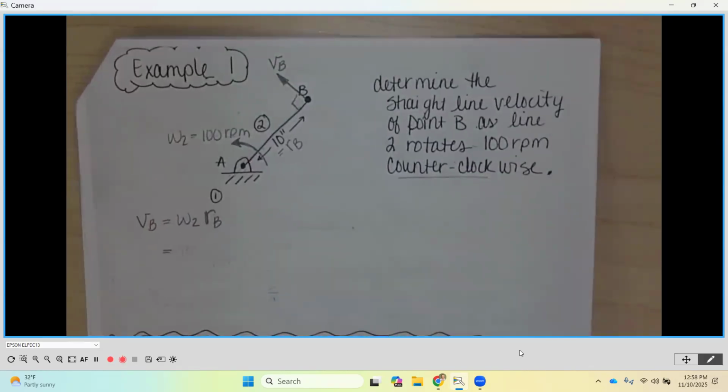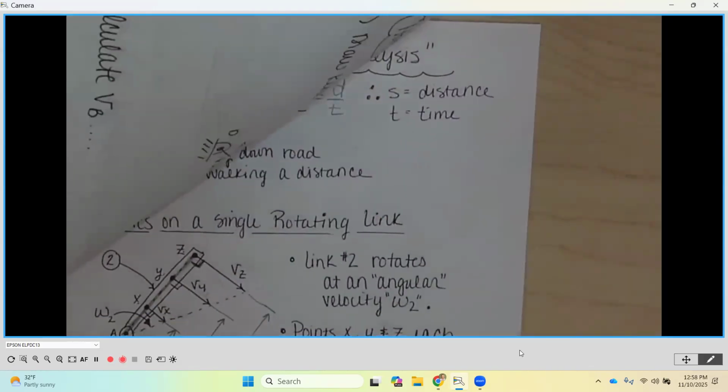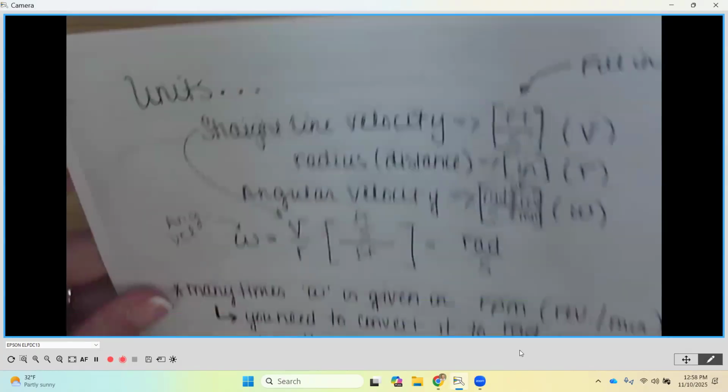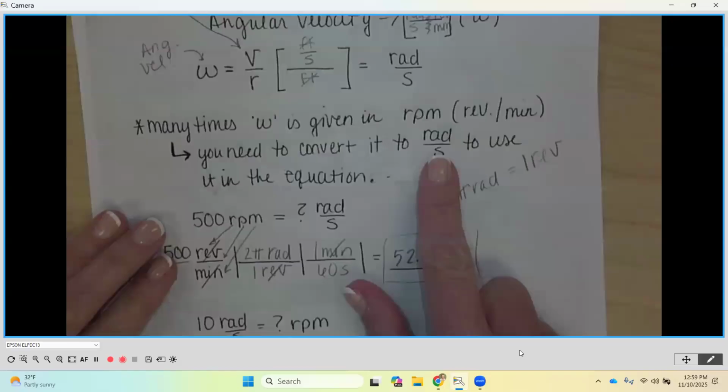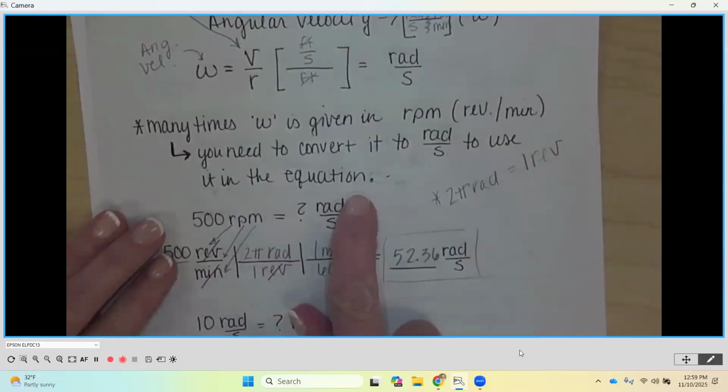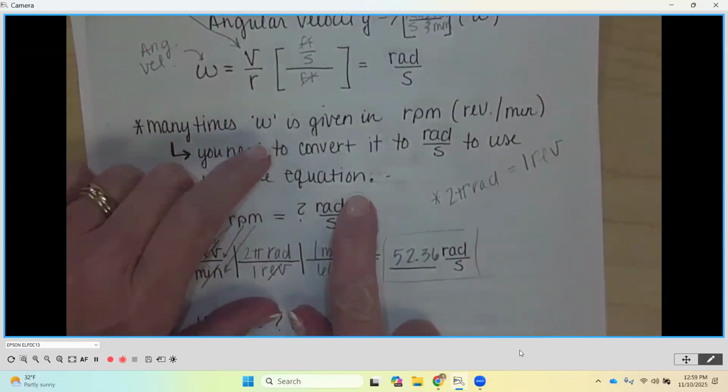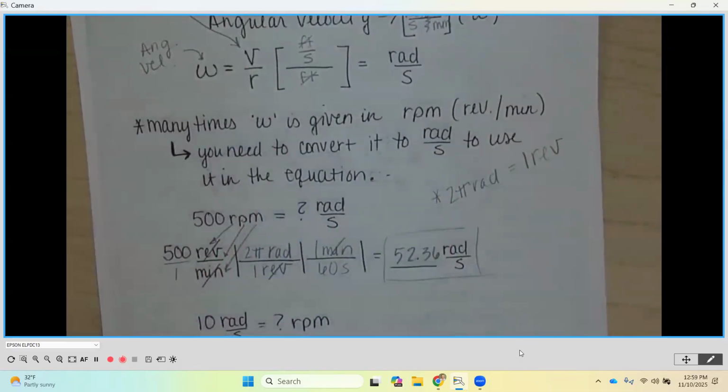What are we going to switch it to? Radians per second. Remember, on the previous page here, it said you need to convert to radians per second to use in that equation. So whenever our W is given to us in RPMs, and it will be, we deal in the world of RPMs. We don't deal in the world of radians per second.